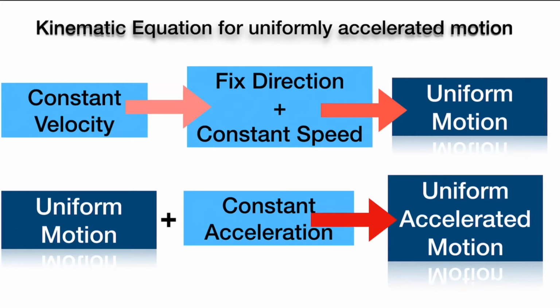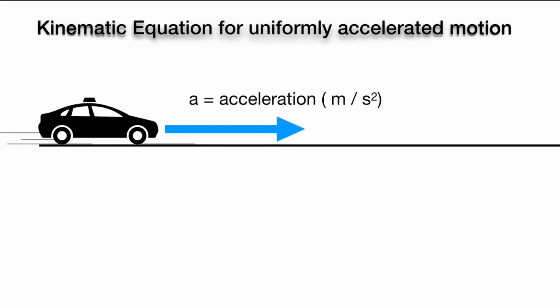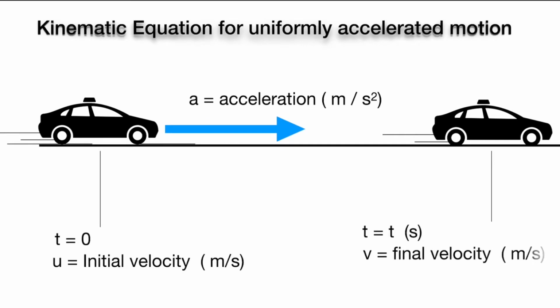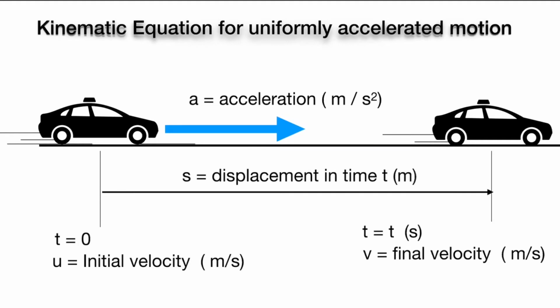Now, let's consider a car moving with a constant acceleration a. If I take a snapshot of this motion at any instant of time, let's take t equal to 0 seconds, the velocity of the car can be considered as the initial velocity u. If I take another snapshot at another instant of time t, the velocity can be considered as the final velocity v. During this time period, the car traveled a distance. The distance s will be equal to the displacement in case of a straight line motion.